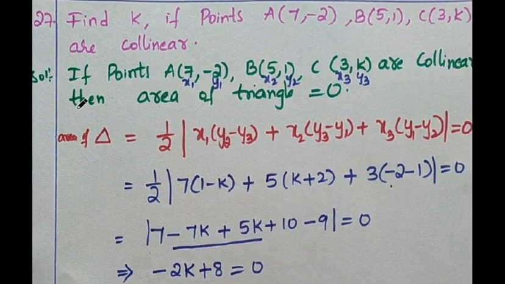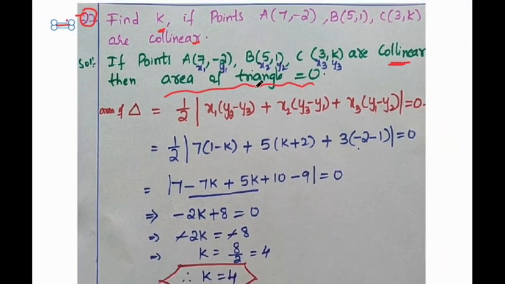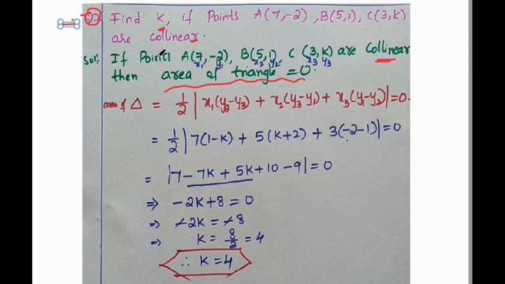Moving on to the 27th question. The 27th question is one of the important and expected questions for the board exam. Find k if the points are collinear. Remember, students, if points are collinear, then the area of the triangle will be equal to 0. They will not use the words area of triangle, but remember this word collinear is very important.